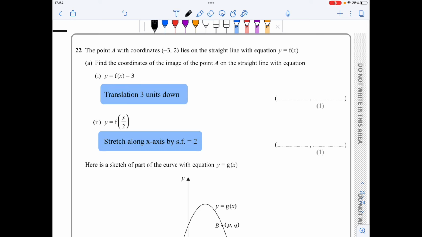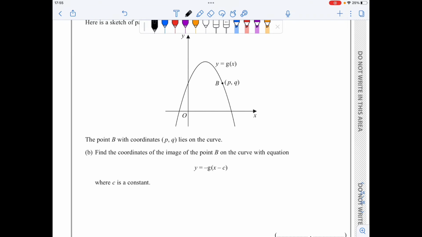So in the first one, I'll subtract 3 units from the y-coordinate. I'll keep the x the same, so it's minus 3, minus 1. And for the second one, I'll multiply the x-coordinate by 2 and keep y the same. So I get minus 6, 2.